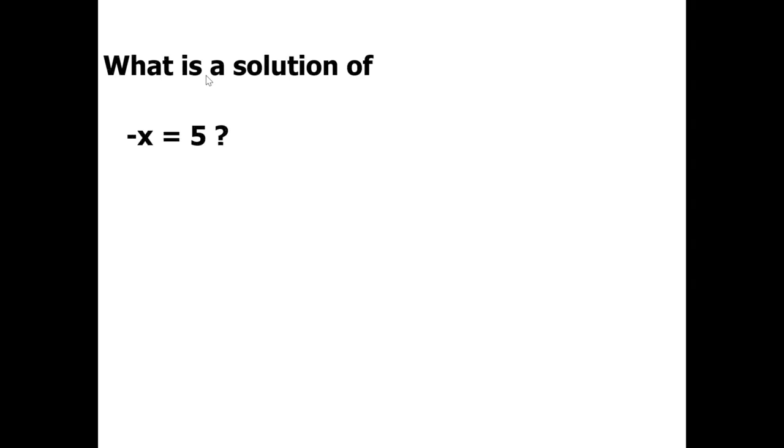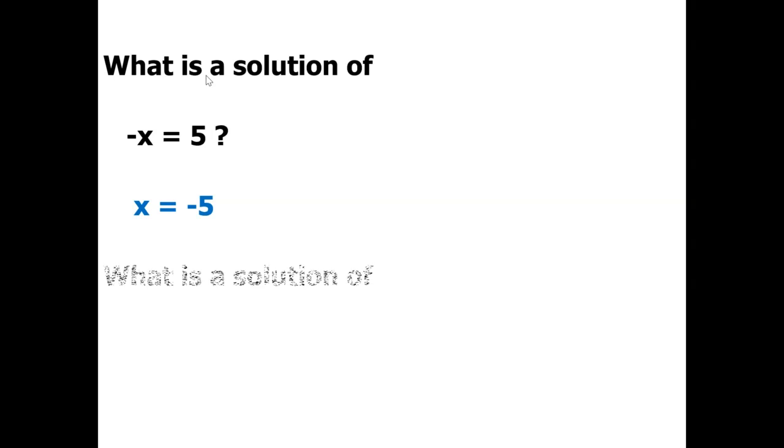Now, these are the end result you might see once you solve the equation. What is the solution of negative x equals 5? Now, anytime the variable is a negative number, you always have to switch the sign. So if I make x to be positive, you must change the sign for 5 and make it negative.